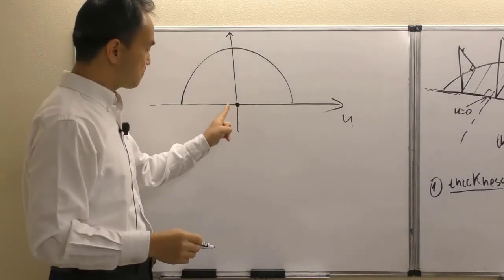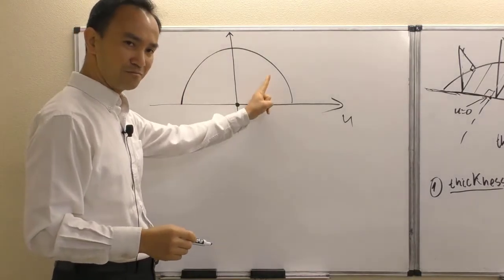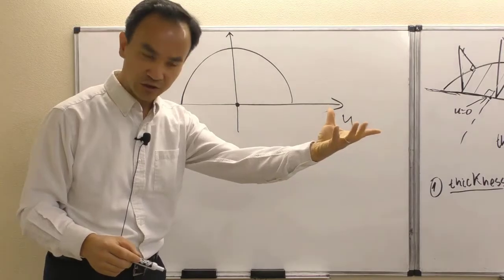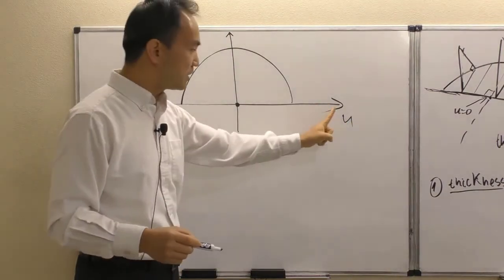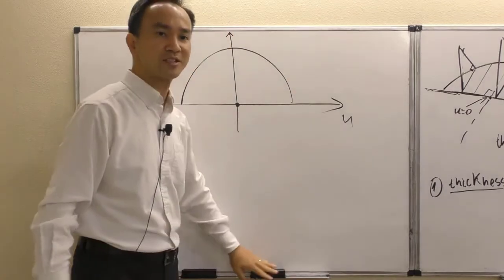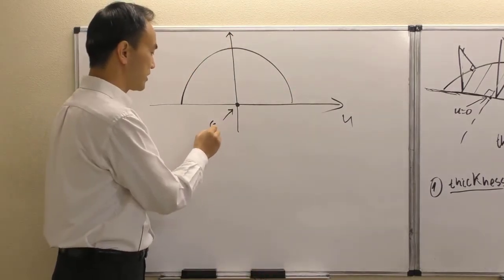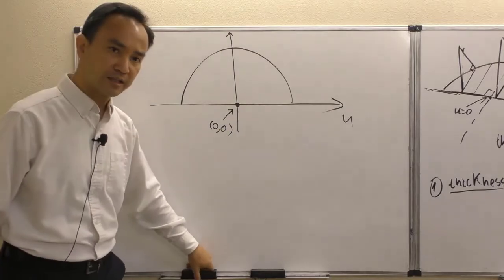We put our center of the semicircle, because the semicircle came out from a circle, so we put the center of the circle right at the origin between this u-axis and some other vertical axis. So this point right here is (0, 0). Okay, that point right there is (0, 0).